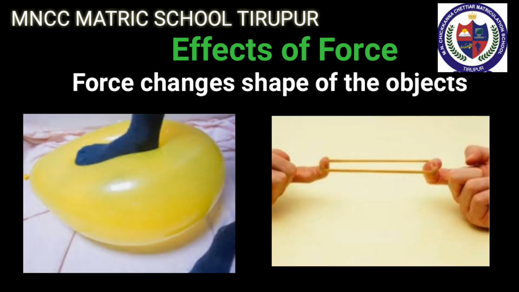What happens when you crush a balloon or pull a rubber band? In these cases, the shape of the object changes on application of force. Application of force on an object results in expansion or contraction.